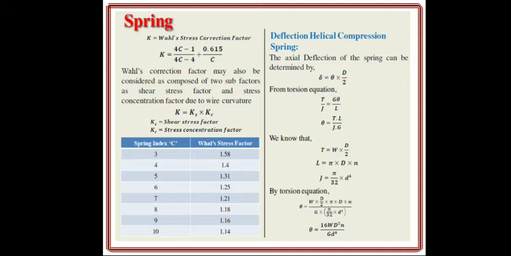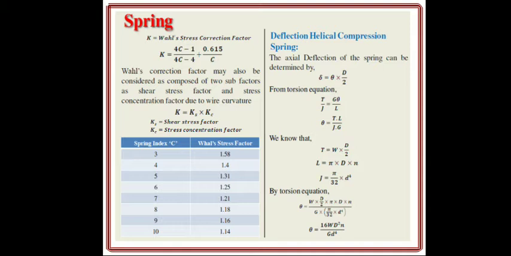Now we know that T is equal to W into D by 2, that is torque is equal to applied load into radius, where length L is equal to pi into D into N, and J is equal to pi by 32 into d raised to 4 because it is a circular section. So now we will put all these values in the theta equation, where theta is equal to W into D by 2 into pi into D into N divided by G into pi by 32 into d raised to 4.